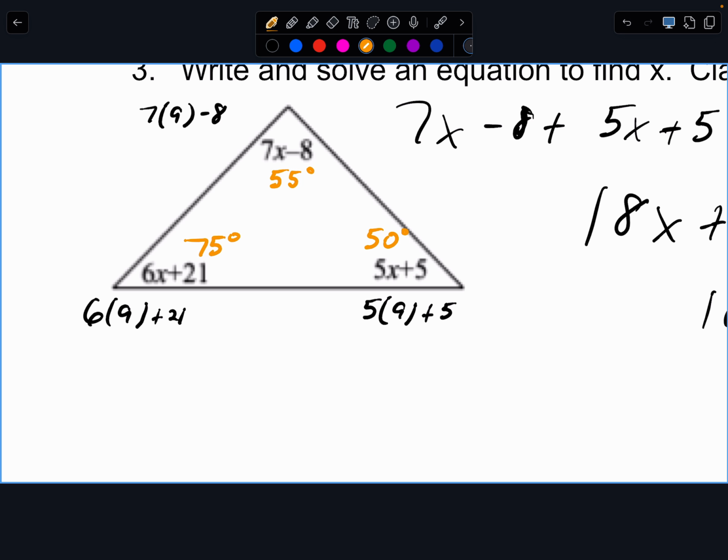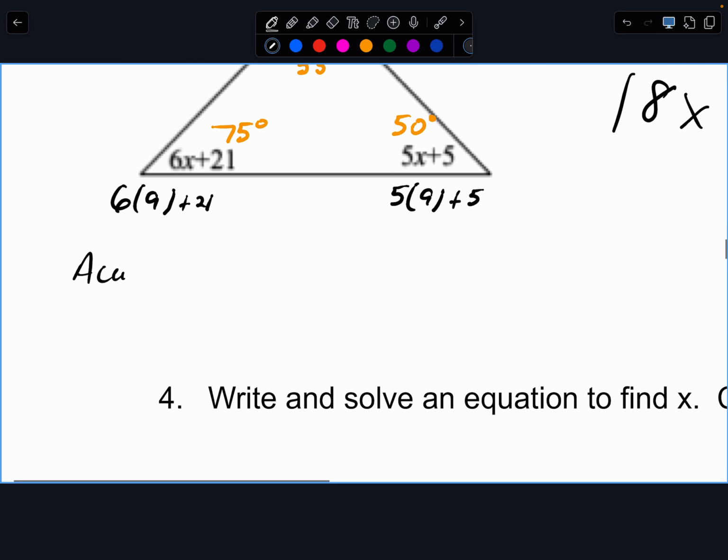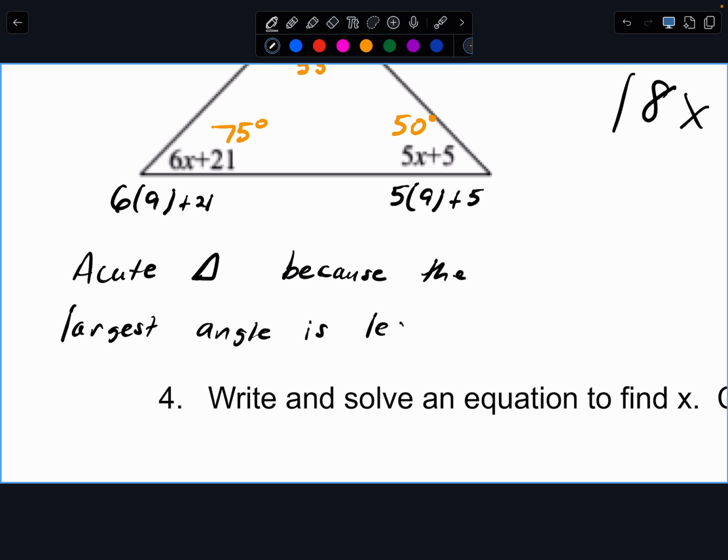We can definitely say not right. I don't see 90 degrees. Not obtuse. The biggest angle is 75 degrees, which is not over 90. So this is going to be acute. Acute triangle, because the largest angle is less than 90 degrees.